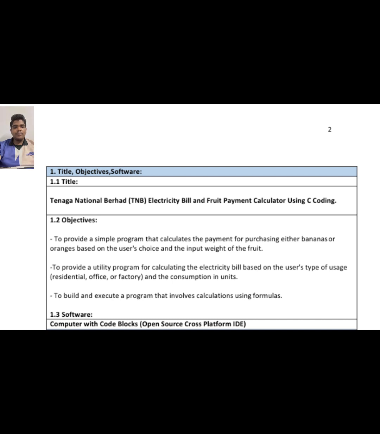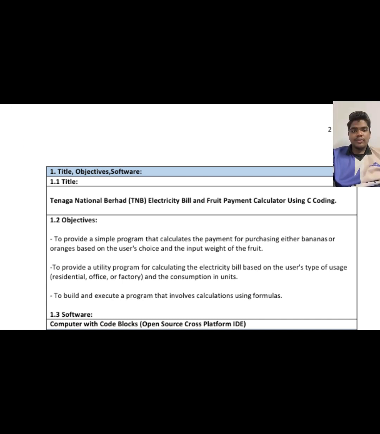The objectives are to provide a simple program that calculates the payment of purchasing either bananas or oranges based on the user's choice and the input weight of the fruit, to provide a utility program for calculating the electricity bill based on the user type of usage, and to build and execute a program that involves calculation using formulas. The software that we use is Code::Blocks, a cross-platform IDE.